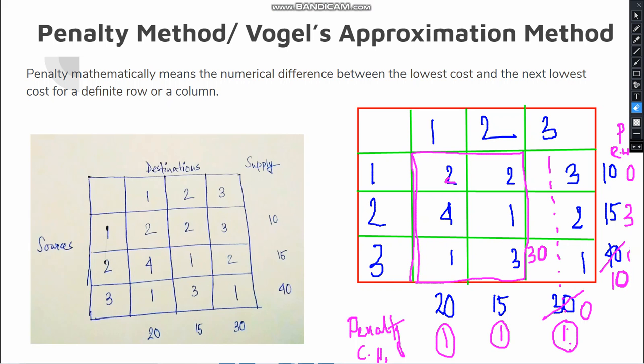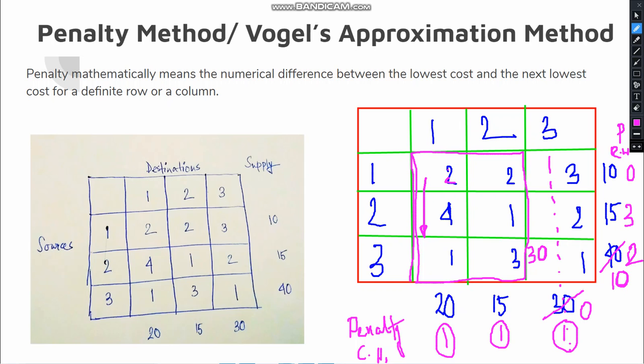This one should also change, and it will be 2. This will be 2. Now let us see if there is some change in the column wise penalty. Always remember that there will be no change in the column wise penalty.